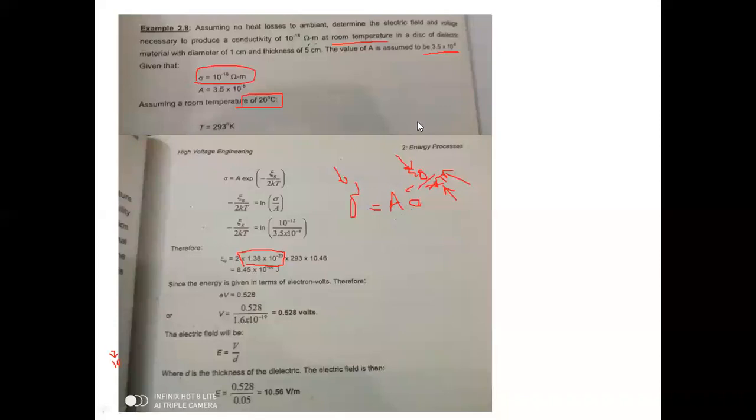So conductivity is equal to A. Conductivity is given. A is given. T is given. k is given. We have to find this Eg. But this is in the exponential power. So how to find this Eg? Okay. So first of all, we have to move it on the coefficient side. So for this purpose we have to apply the ln, so that the exponential can be cancelled out with this ln. So minus Eg, apply ln on this side and on this side.